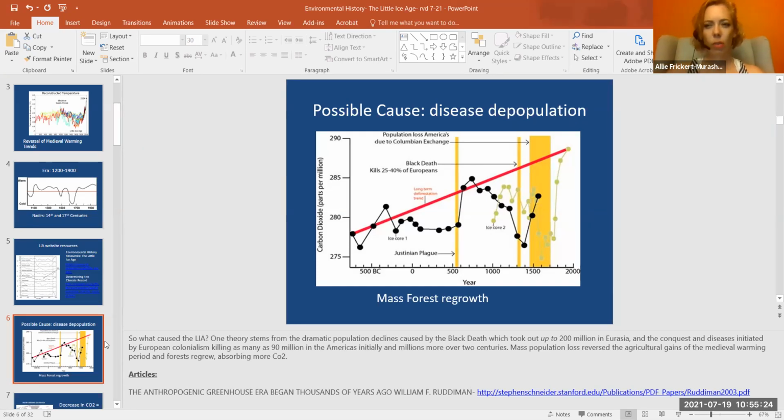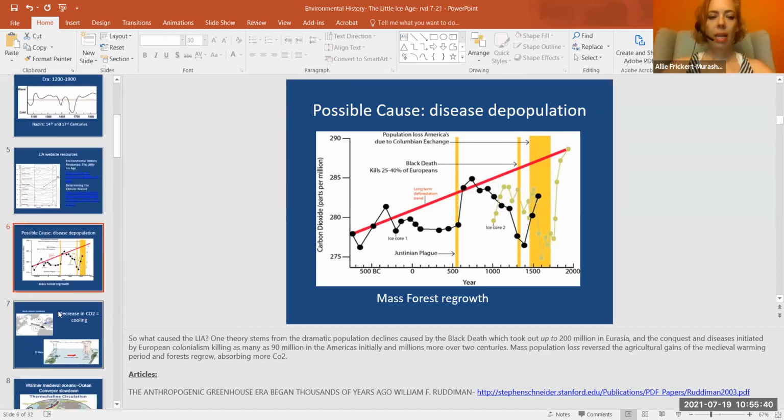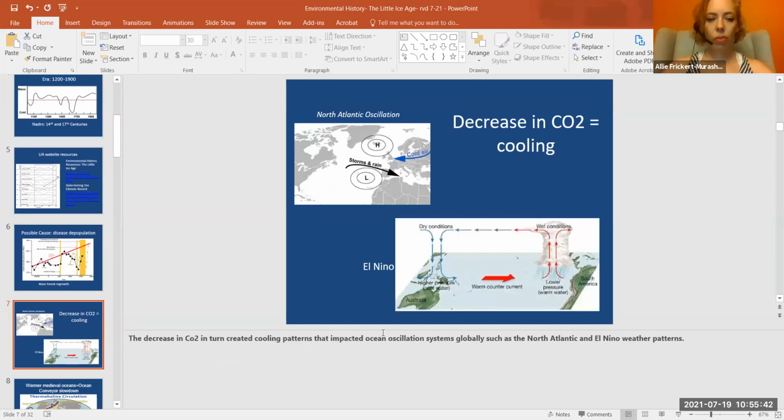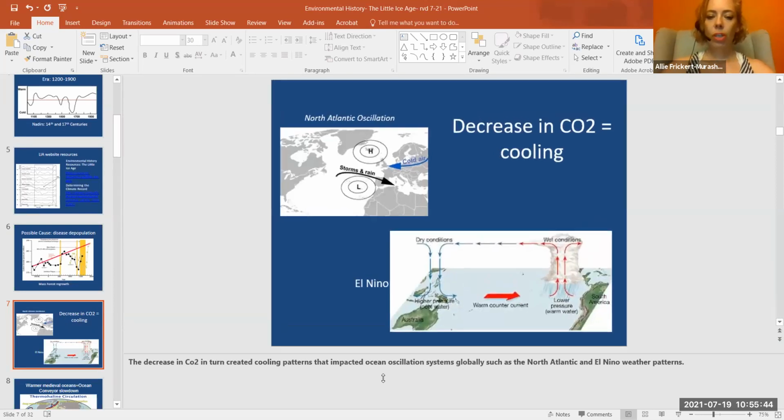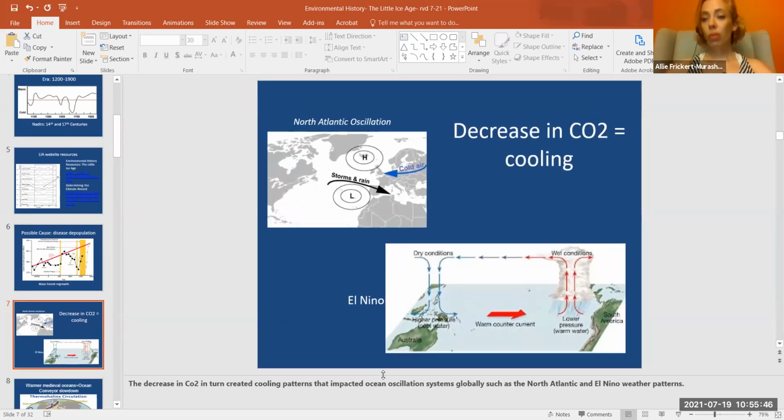And some of that's also because of conquest, enslavement, and those kinds of factors, but most of it is from diseases. So we can see a huge correlation here. So a decrease in CO2 has a cooling effect, and it also changes the ocean currents, which means that it's going to impact the flow of rainfall. And that's something we're going to look at with the droughts.